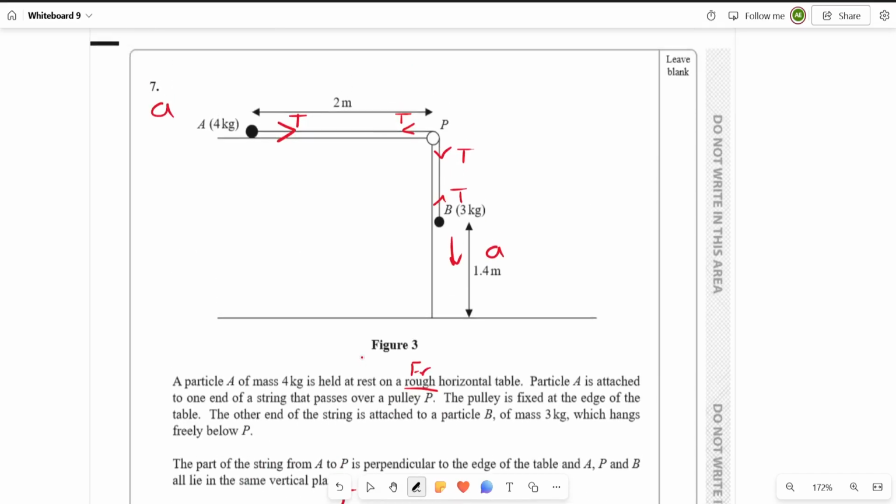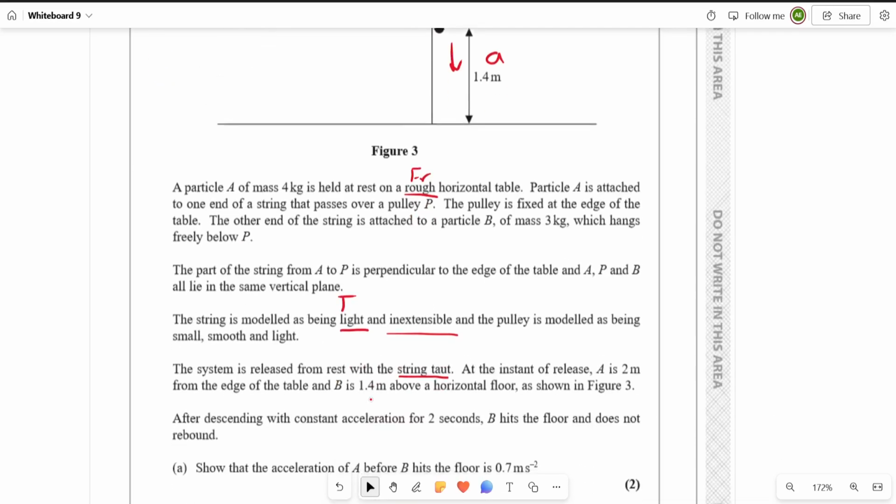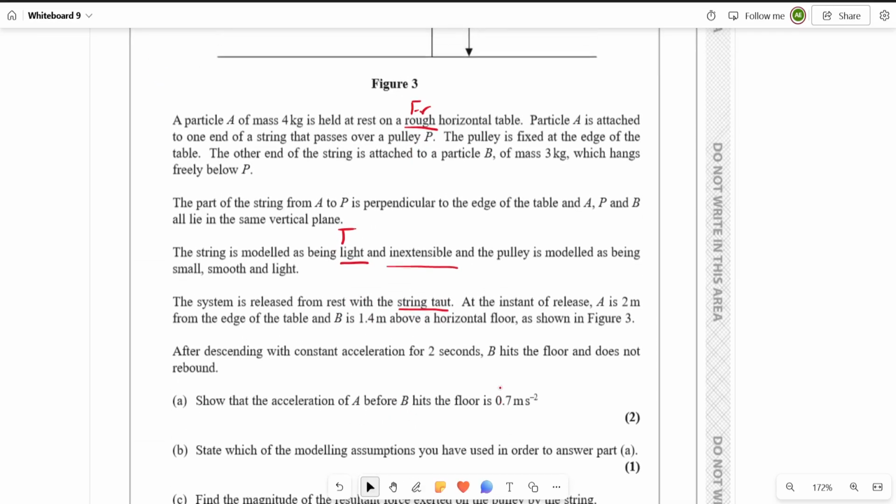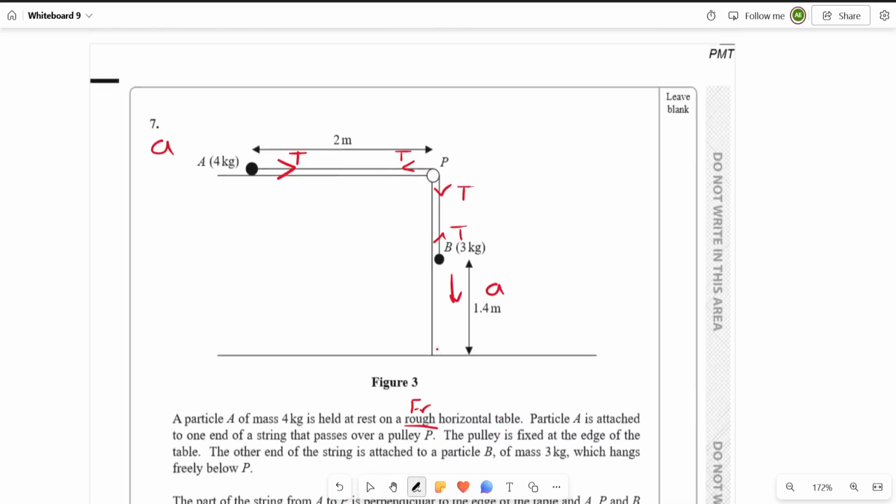Okay, so over here, part A wants me to show that the acceleration of A before B hits the floor is 0.7 meters per second squared. Okay, first thing, in those questions, what I like to do is always draw a free body diagram. Meaning taking every single object that I'm interested in, like ball A and ball B, and drawing every single force that acts on those objects.